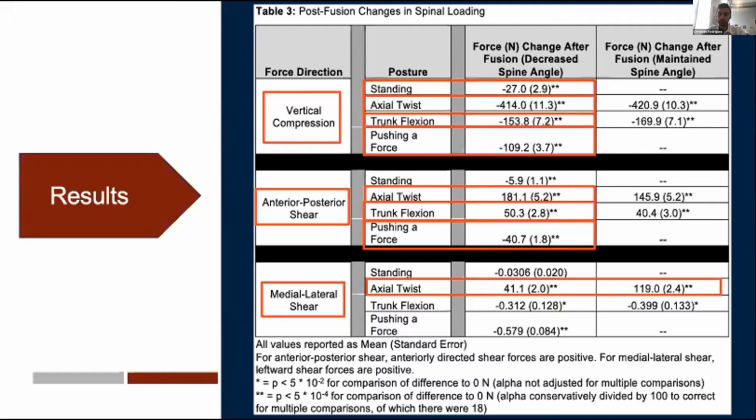Medial lateral shear force during axial twist for the maintained overall spine angle condition significantly increased 119 newtons, approximately triple the increase seen in the decreased overall spine angle condition. For the other three static postures studied, changes in medial lateral shear forces were determined to be clinically insignificant due to net force changes being less than 1 Newton in magnitude.